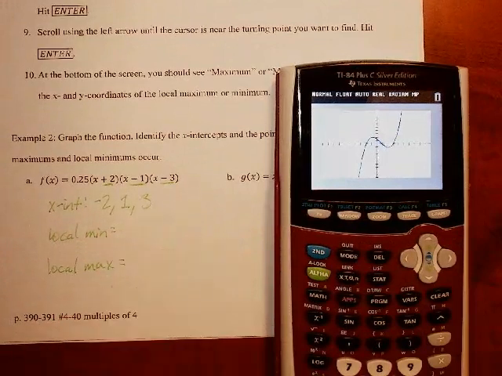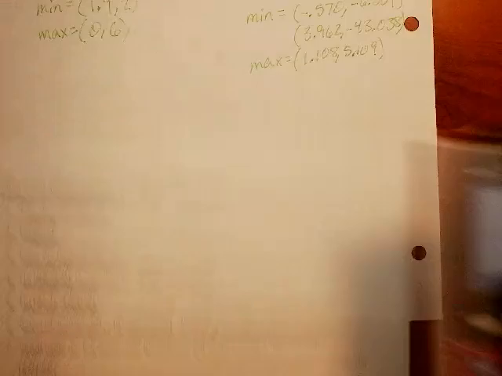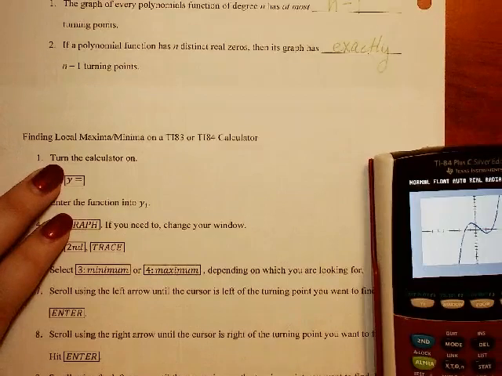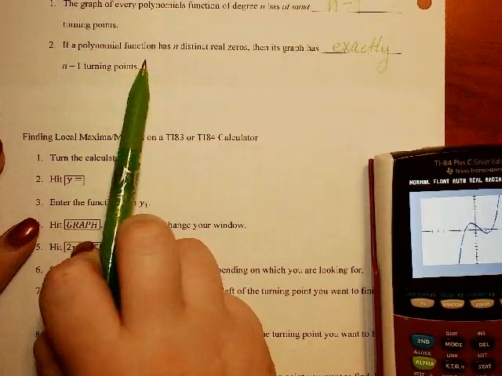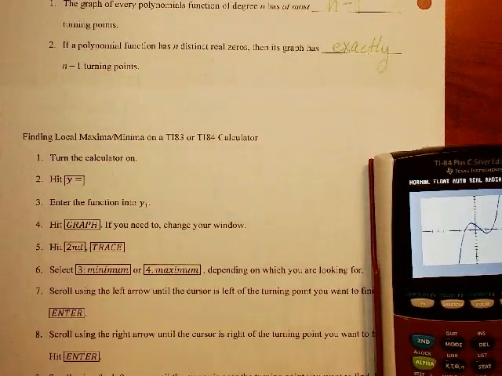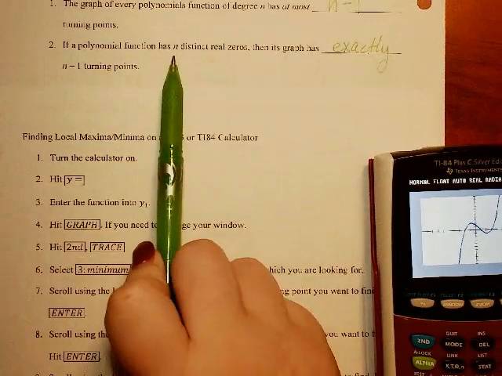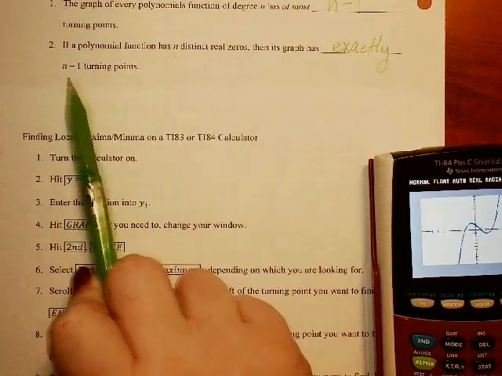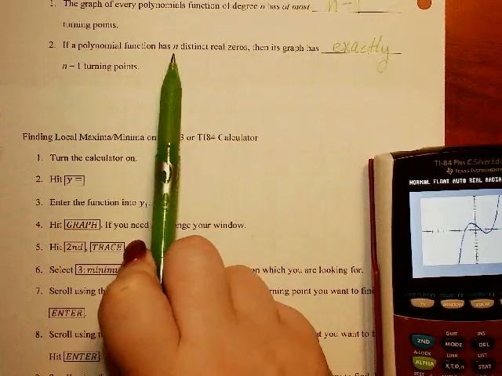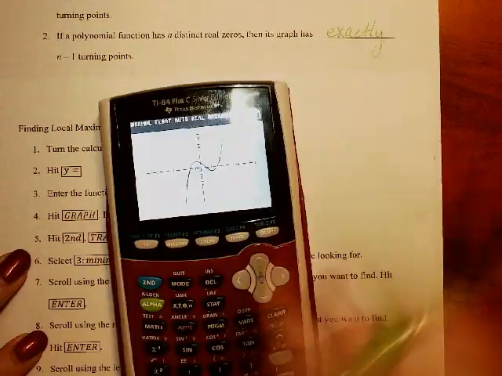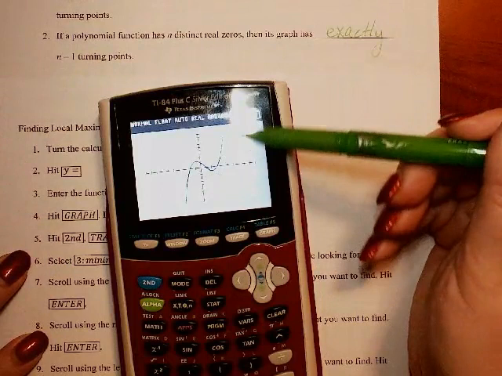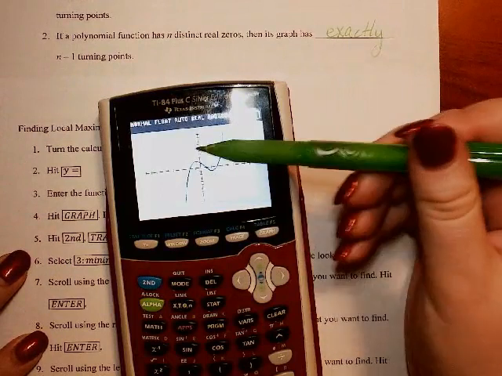Okay, and we can tell that using our rule back here. So if a polynomial function has n distinct real zeros, so we had 3 different zeros on this one. We had -2, 1, and 3. So we had 3 distinct real zeros, so it's going to have exactly n - 1 turning points. So if it had 3 real zeros, it's going to have 2 turning points. We have 1 turning point up here and another turning point down here. Okay, so it's how many times our graph goes from increasing to decreasing.